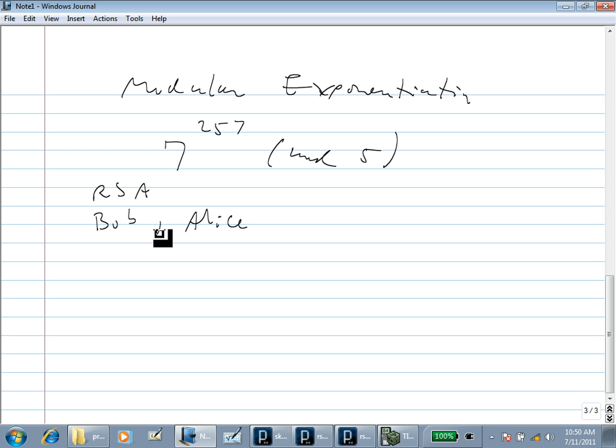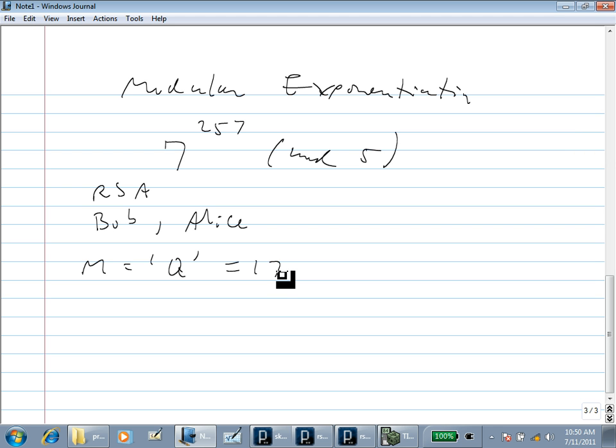He wants to send a message, and these messages have to be numbers. But let's say Bob wants to send a message that's a letter, the letter Q. Make it simple for now. RSA only works with numbers, so Bob first can turn the letter Q into a number, and one way of doing that is just seeing what position the letter Q is in the alphabet, the 17th letter of the alphabet.